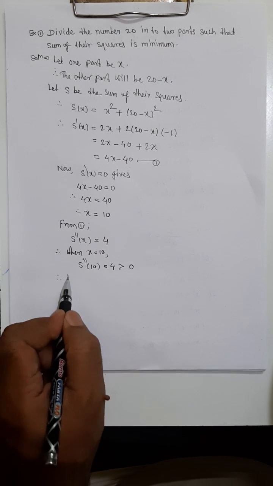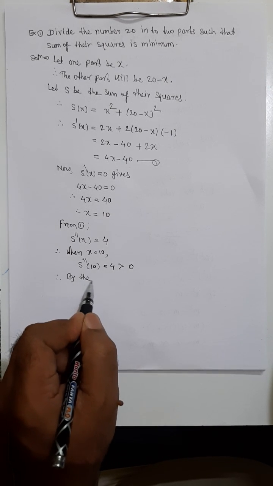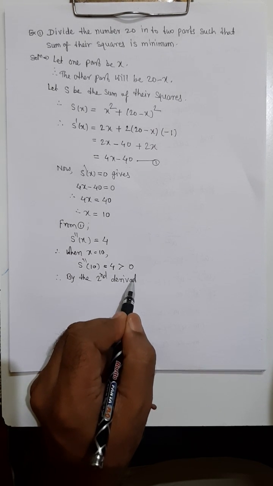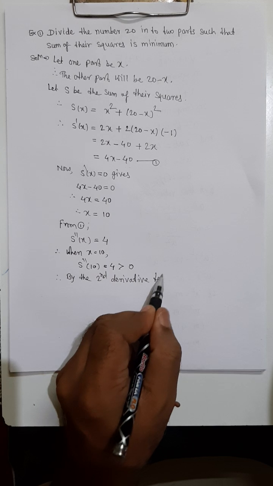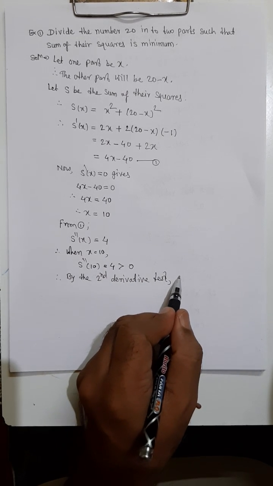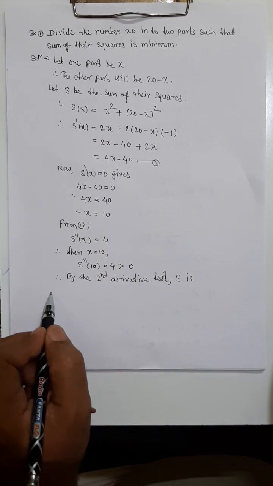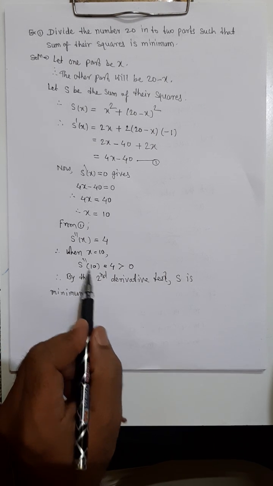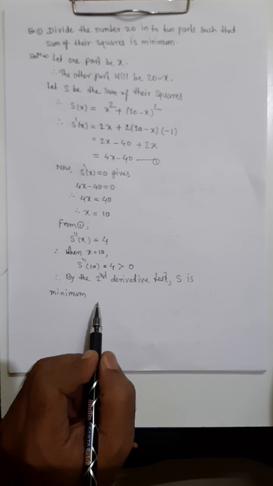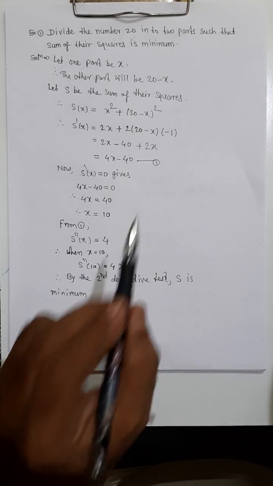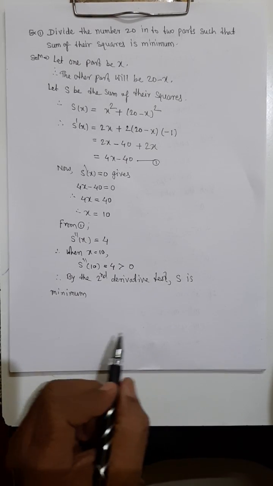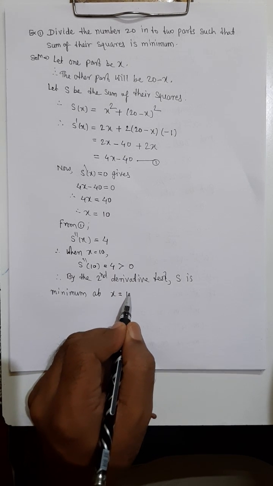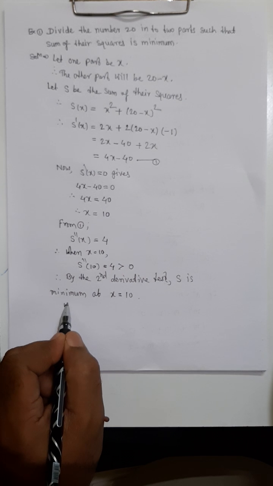Therefore, by the second derivative test, s is minimum here. Second derivative greater than 0 means s is minimum, and we know what s is: s is nothing but the sum of their squares, and that is what we had to show. S is minimum at the point x equal to 10. X is the first part.